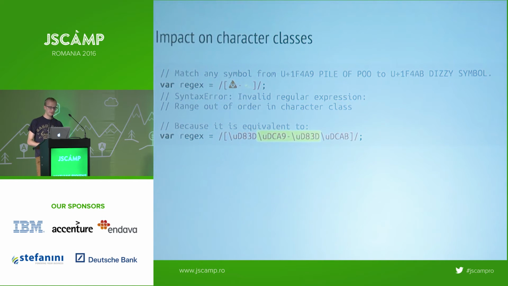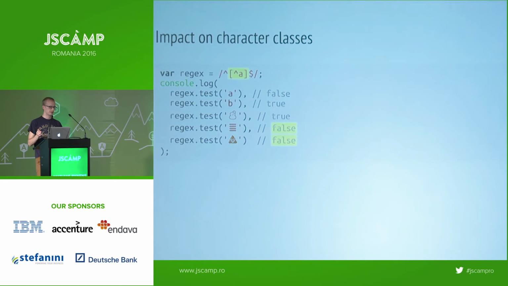Now, another thing that is affected is negated character classes. So if you do something like this, where between the brackets you have a caret symbol followed by a list of characters, in this case only the A character, it means you want to match everything except for the A character. But without the U flag, it will actually match only BMP symbols except for the A character. So it won't ever match an Astral symbol.